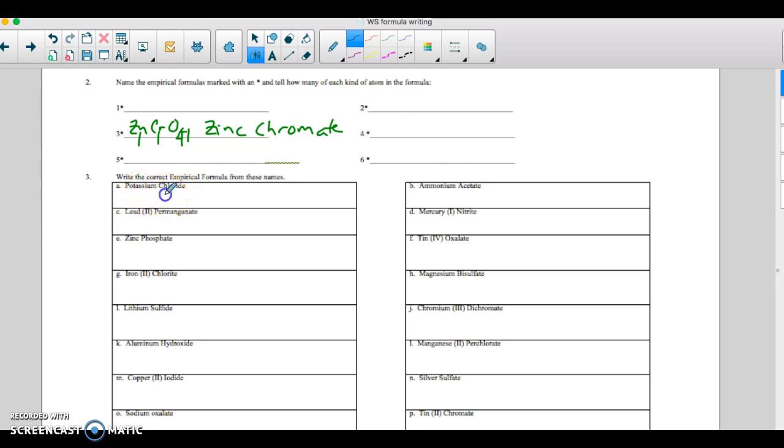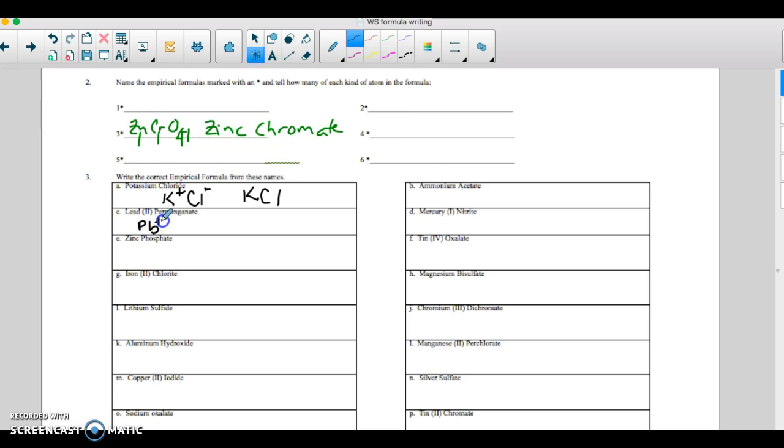So potassium, I would know, is +1 because it's in group 1. Chloride is -1 because it's in group 17. So again, that was my thinking. I don't have to show that, but I need to think it. And then my formula would be KCl. I'll just do a few more with you.